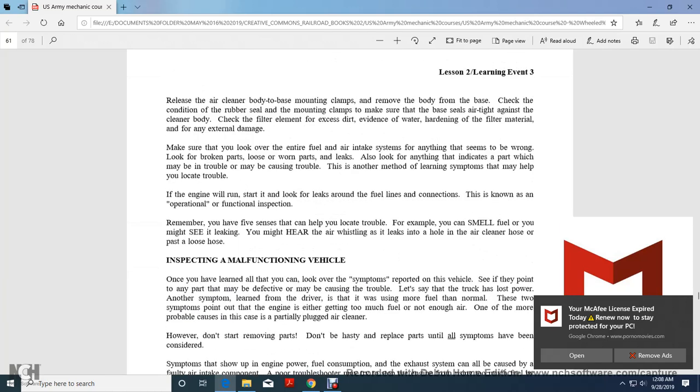Release the air cleaner body from the base using the mounting clamp, and remove the body from the base to check the condition of the rubber seal and mounting clamp. Make sure the base seals are airtight. Check the cleaner body and the filter element for excess dirt, water, hardening of the filter material and external damage.